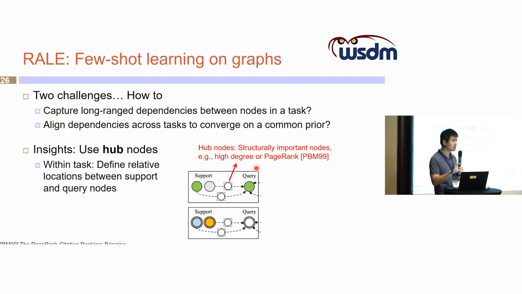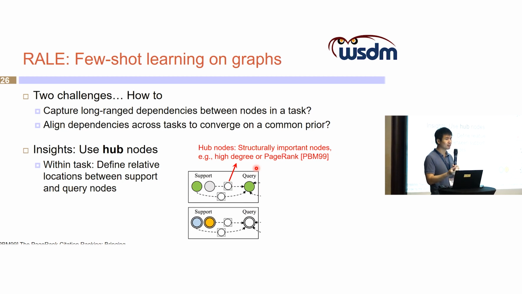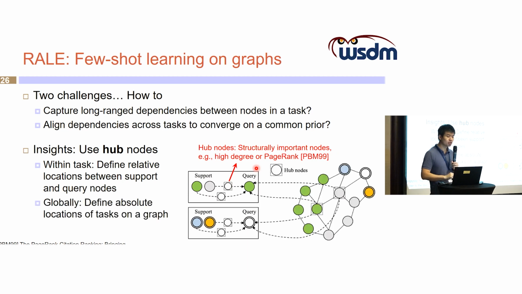The support and query nodes can be very far away in a task, but by bringing them to the hub nodes, we can actually model their dependency. But at the same time, the hub nodes also help us to pinpoint the location on the graph, because the hub nodes are generally structurally important nodes on the graph. So we can map each task to a graph level. By considering both this within-task dependency and the global dependency, we can do few-shot learning on graphs using the method.